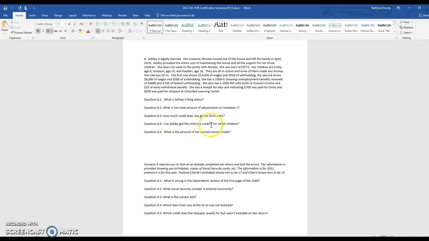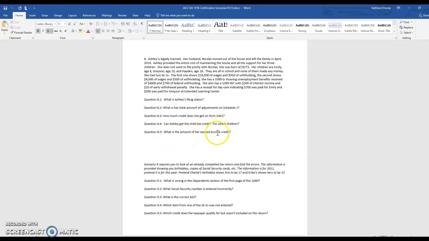Can Ashley get the child tax credit? We talked about that. And for which children? We talked about that in part 2 of the scenarios videos. Okay, there's the child tax credit. It's $2,000 for children under 17 that are qualifying child dependents, and there's a credit of $500 for the kids that are 17 or over, or for qualifying relative dependents.